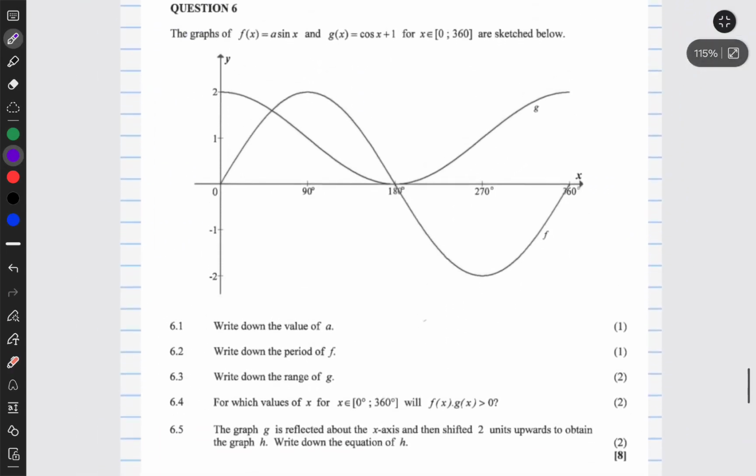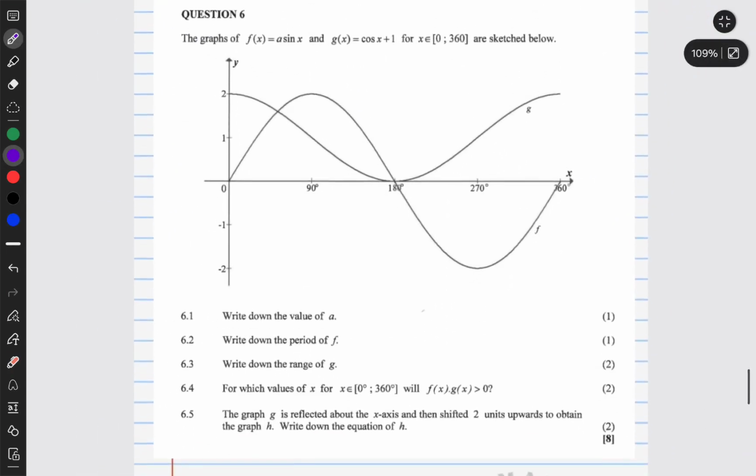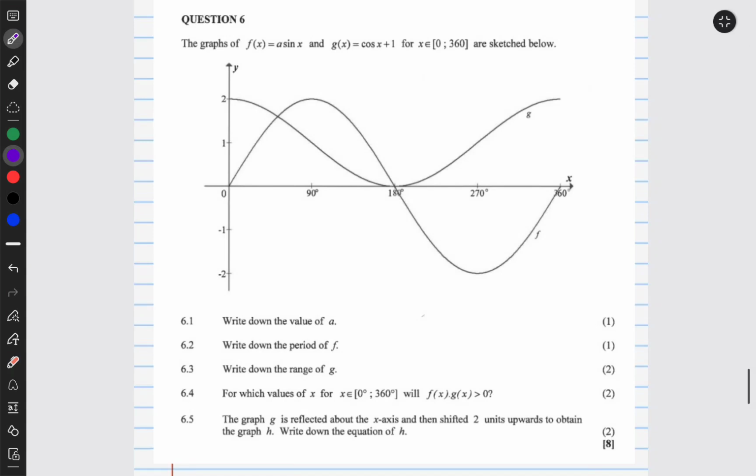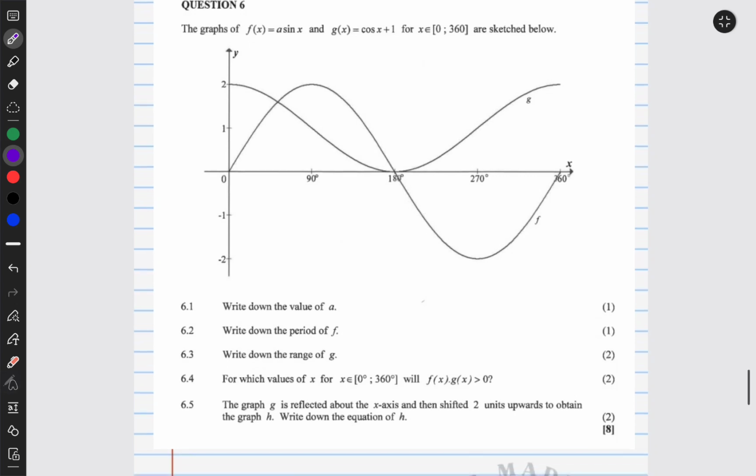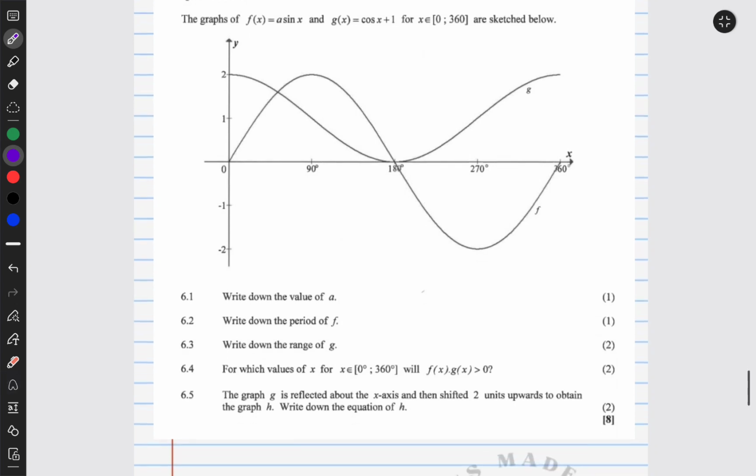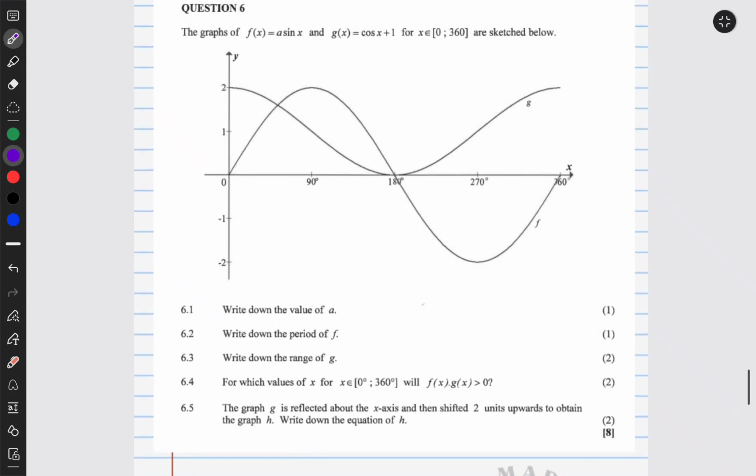Question 6 is trigonometric functions. So the graphs of f(x) is equal to a sine x. That a there gives us the vertical stretch. And g(x) is equal to cos x plus 1. So function g, that's the cosine, and function f, that's the sine function, for x an element of 0 to 360 degrees, as sketched below.